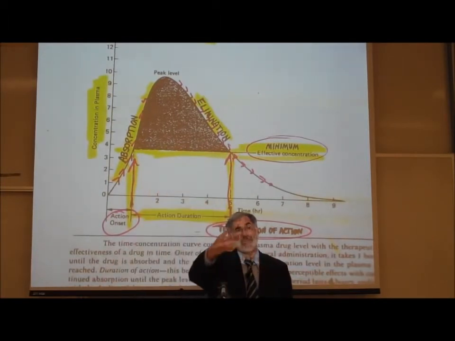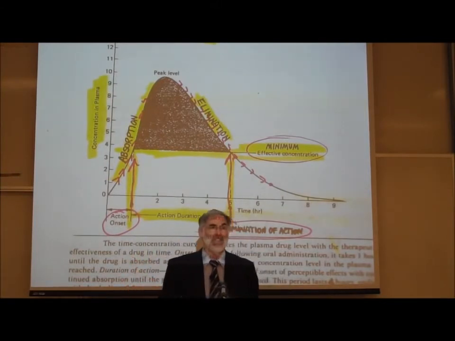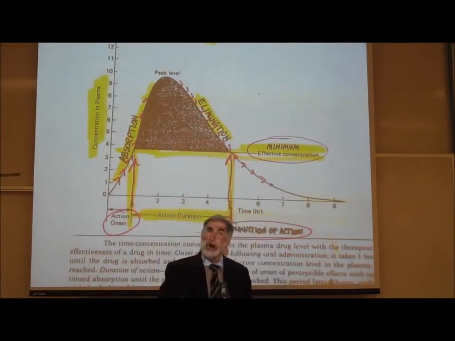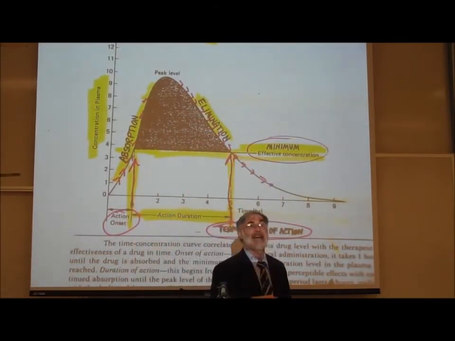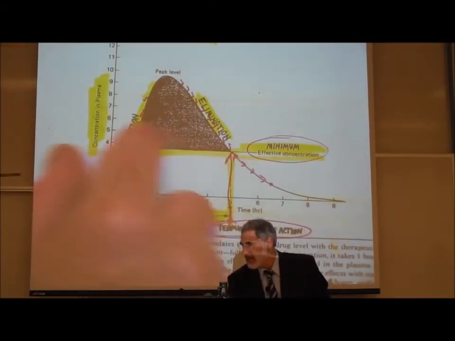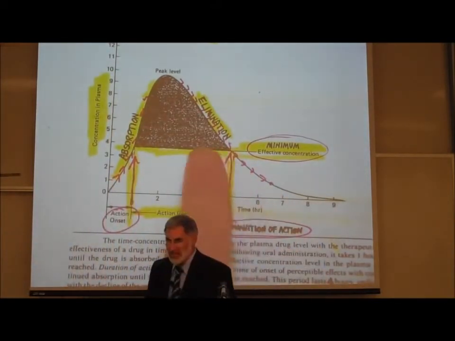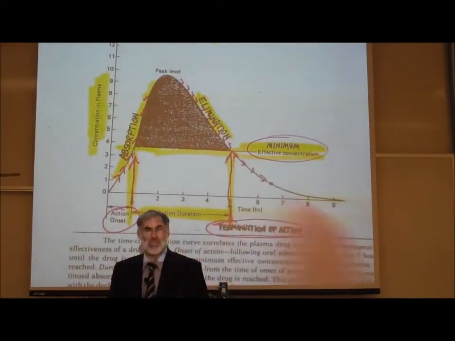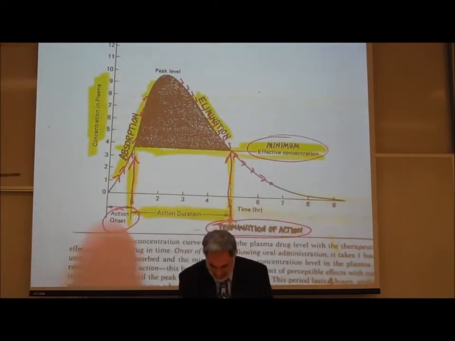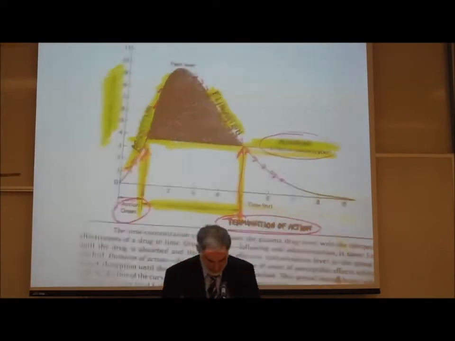But eventually, after 2 or 3 hours, 4 hours, the effect goes away. Why did the effect go away? Because the level in your bloodstream dropped below the minimum level needed to have any benefit. So the duration of action is the time during which the level of the drug in your bloodstream was at least this level or higher, the minimum effective concentration. All right, so onset of action, duration of action, termination of action.